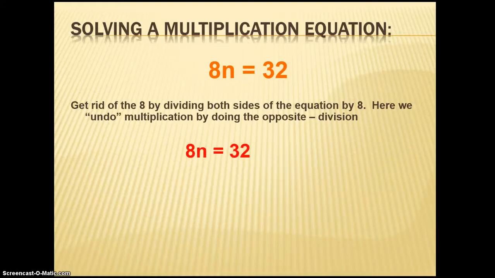So 8n equals 32, or 8 times n equals 32. Divide both sides by 8. And you're going to end up with n equals 4. If you want to check that again, all you have to do is take this 4 value here and plug it in where the n is. 8 times 4 is 32, and that is absolutely correct.